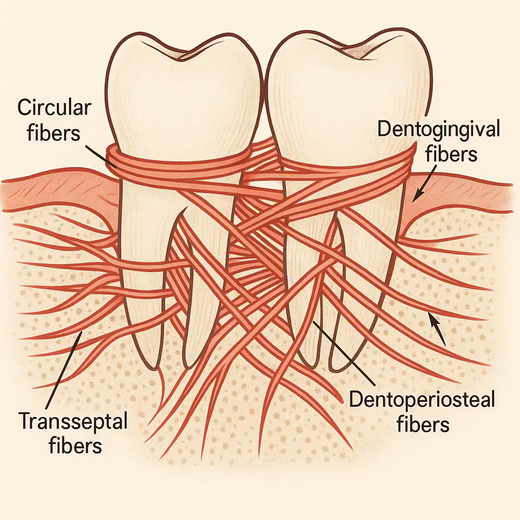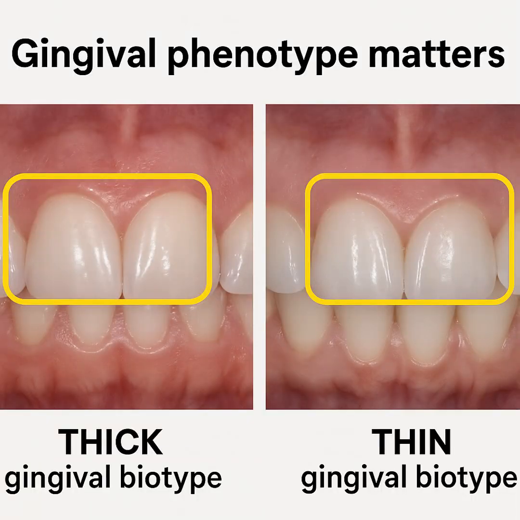Its collagen fibers run in several important patterns: circular fibers wrapping the tooth like a belt, dentogingival fibers attaching the gingiva to the tooth, dentoperiosteal fibers that link the tooth to the periosteum, and transeptal fibers that span between adjacent teeth like guy wires. Why do we care clinically?